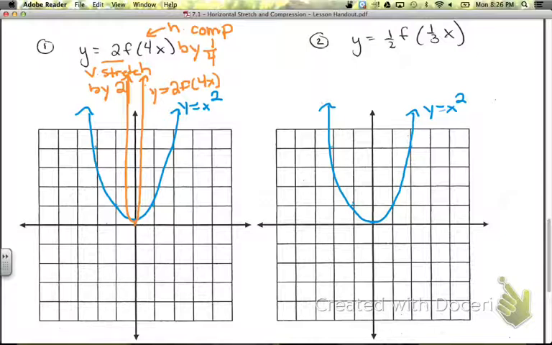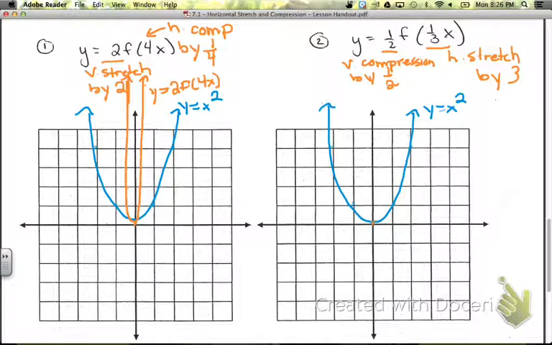So now let's look at number 2. What is this half going to do? This half is going to be a vertical compression by a half. And this third here is going to be a horizontal stretch by 3. So we're going to look, vertex, nothing is going to happen to our vertex because the coordinate points there are 0, 0.